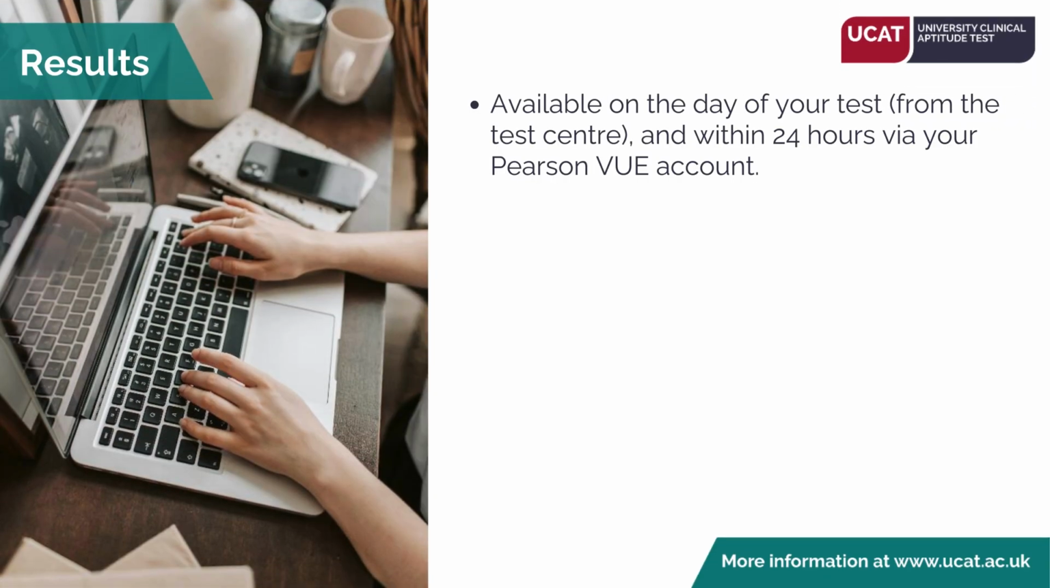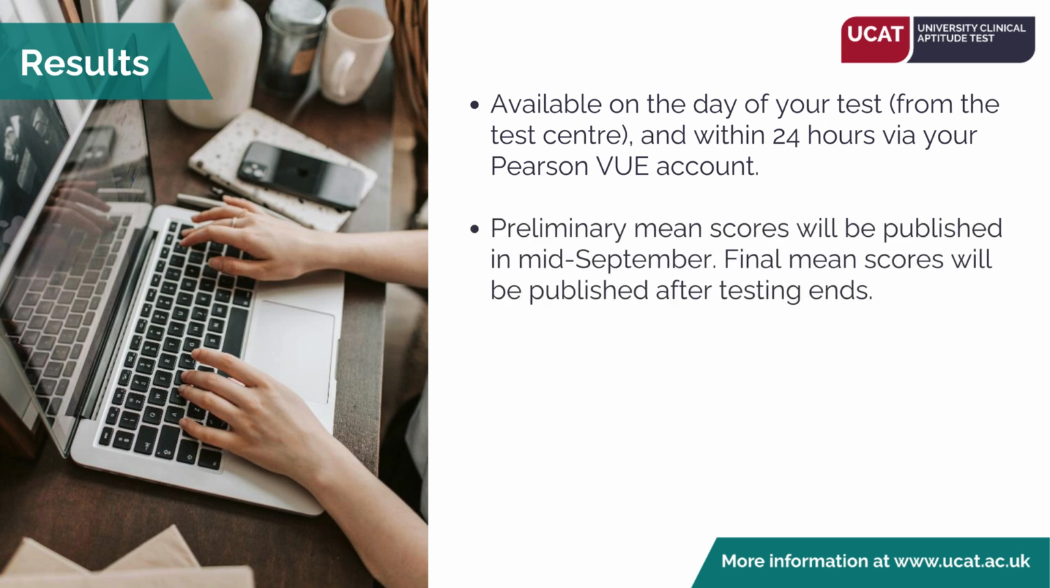Results are available on test day. You will be given a copy of your UCAT score report as you leave the test centre. This will also be available through your web account within 24 hours. We publish preliminary and final test statistics on our website, alongside a percentile lookup tool, so you can see how well you've performed against other candidates within the same test cycle.